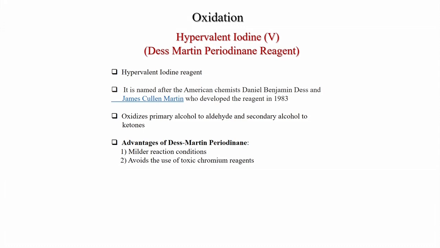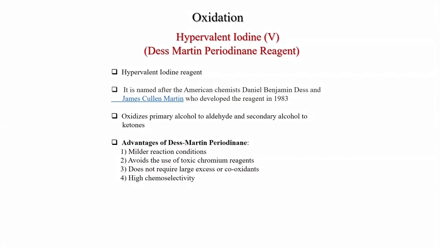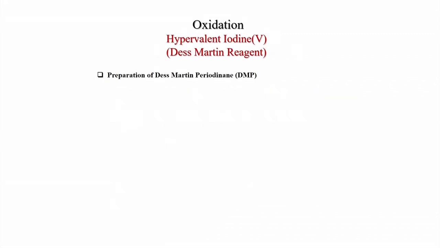So, this is hypervalent iodine, which is much less toxic, and does not require a large excess of co-oxidants like we have seen in TPAP, where you need the N-methylmorpholine N-oxide, but Dess-Martin periodinane itself can oxidize alcohol to aldehyde. High chemoselectivity is possible, there is tolerance of sensitive functional groups, and the reaction proceeds at room temperature.